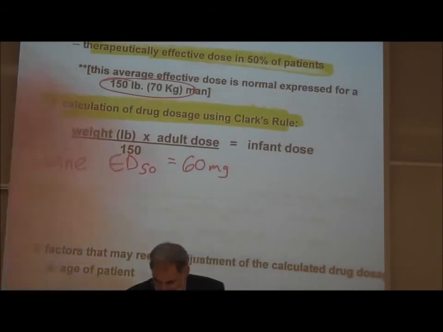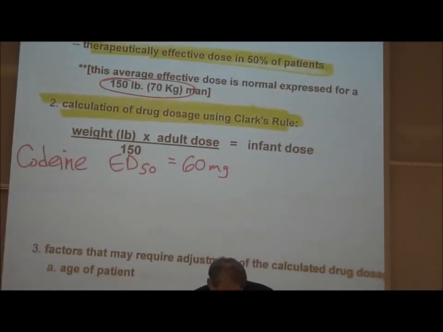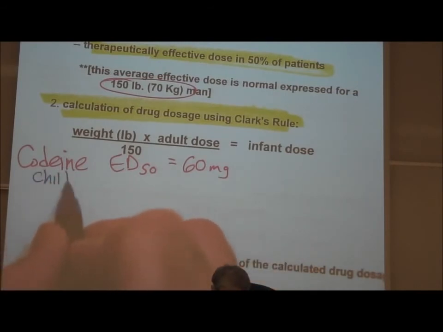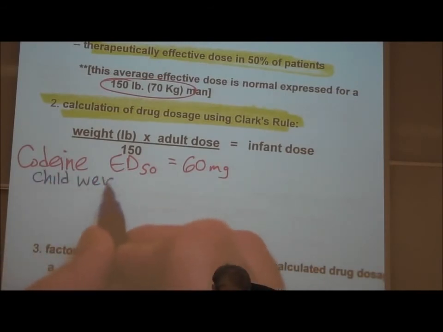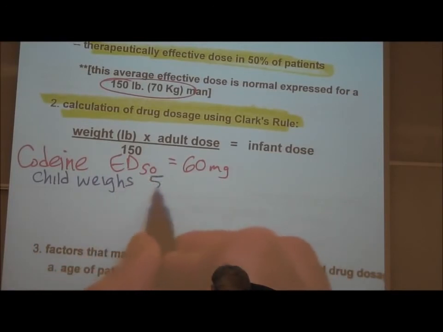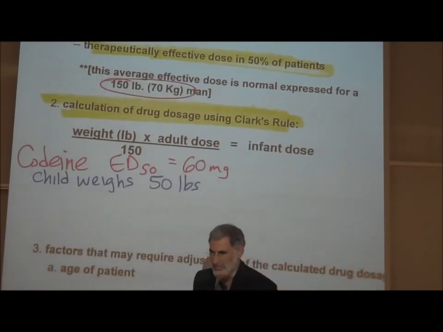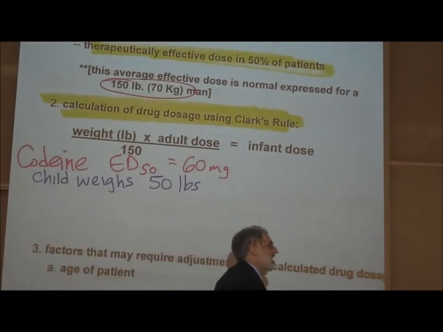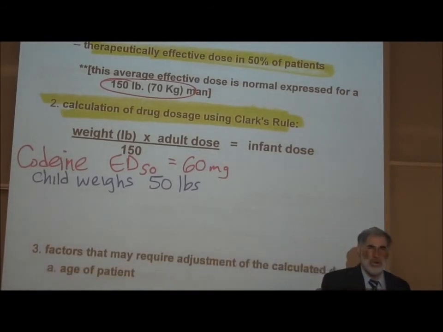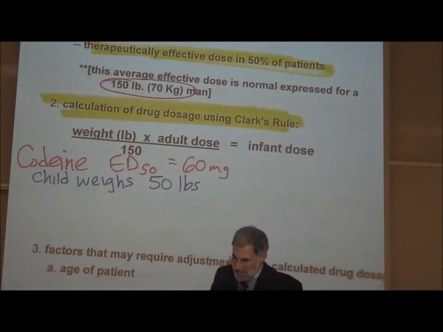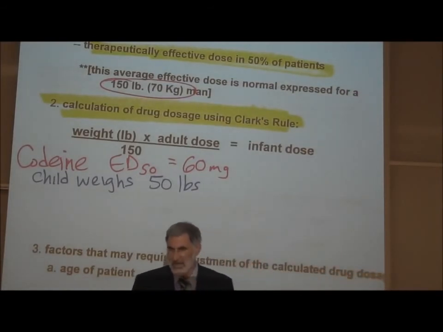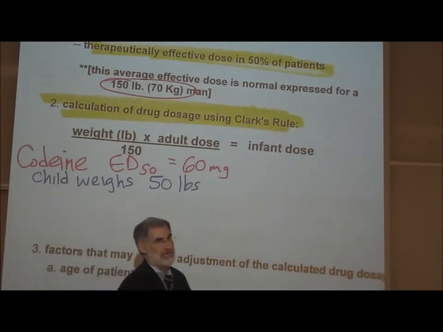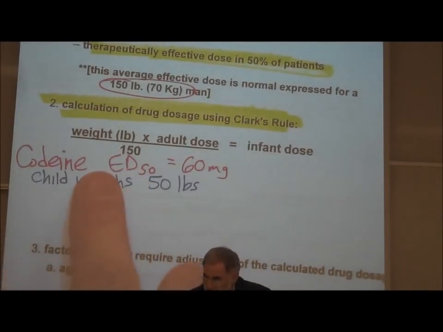But what if you're dealing with a child, just as an example, who weighs 50 pounds? If they tell you that the normal dose for codeine is 60 milligrams, we've got to adjust this dose for a person who weighs 50 pounds. So how does this work?